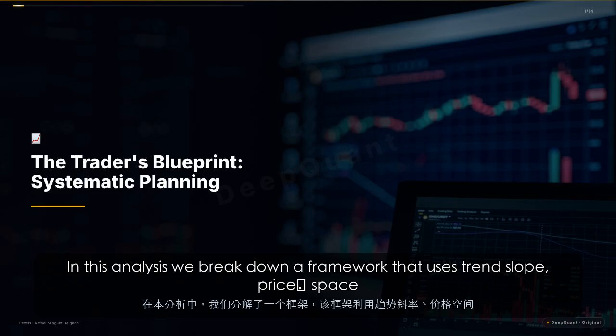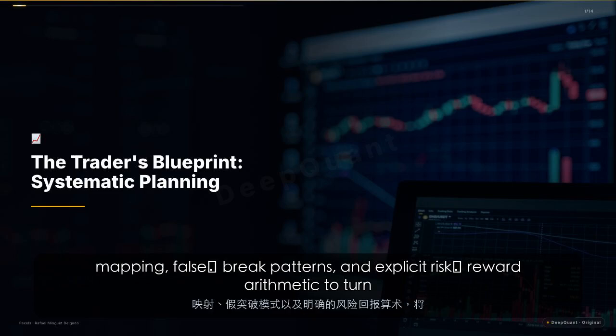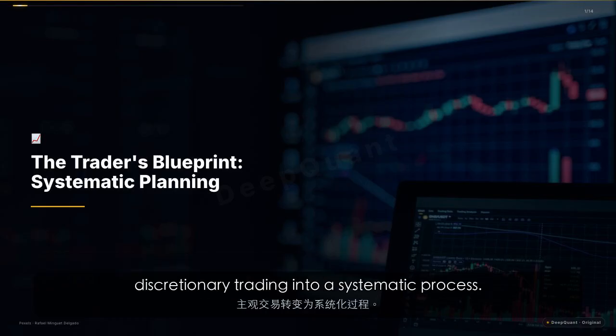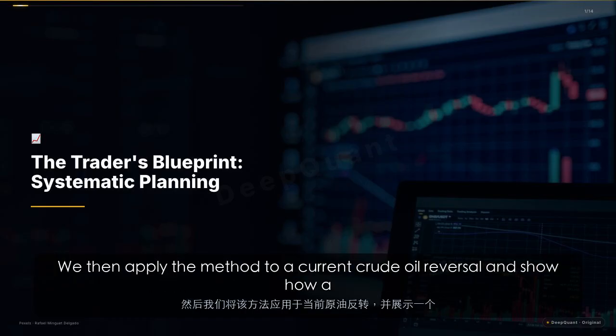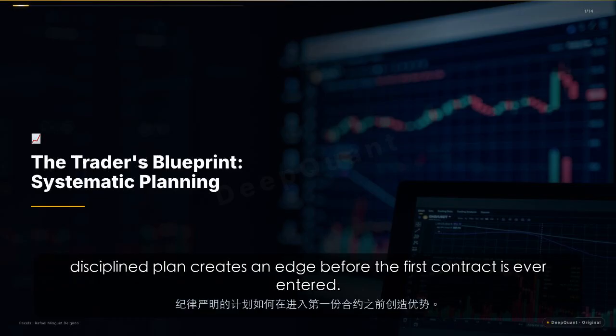In this analysis we break down a framework that uses trend slope, price space mapping, false break patterns, and explicit risk-reward arithmetic to turn discretionary trading into a systematic process. We then apply the method to a current crude oil reversal and show how a disciplined plan creates an edge before the first contract is ever entered.